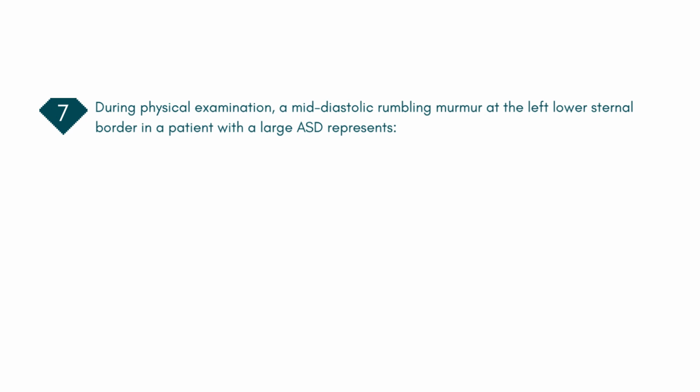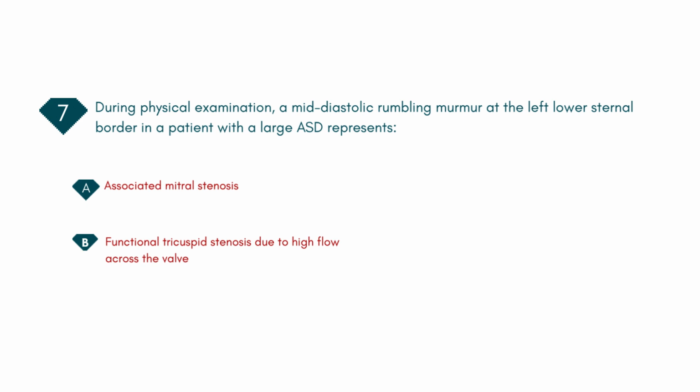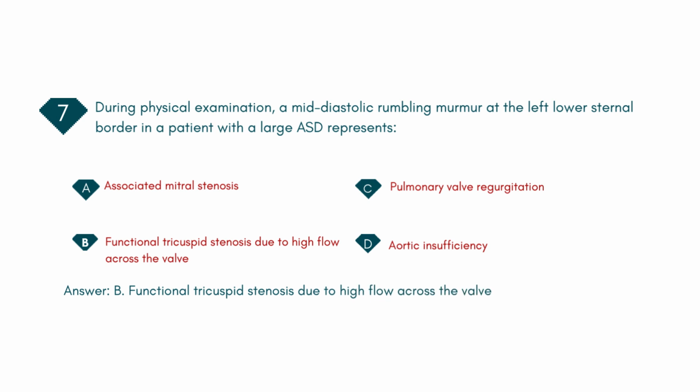During physical examination, a mid-diastolic rumbling murmur at the left lower sternal border in a patient with a large ASD represents: A. Associated mitral stenosis. B. Functional tricuspid stenosis due to high flow across the valve. C. Pulmonary valve regurgitation. D. Aortic insufficiency. Answer: B. Functional tricuspid stenosis due to high flow across the valve.